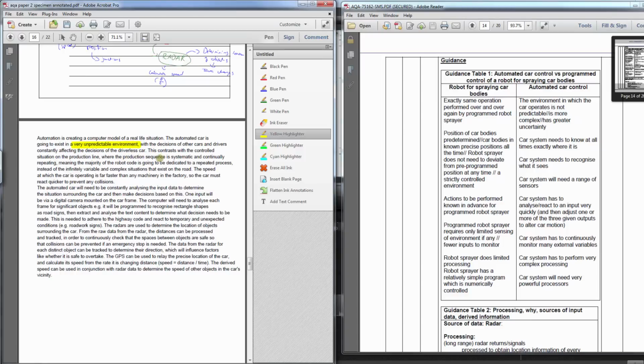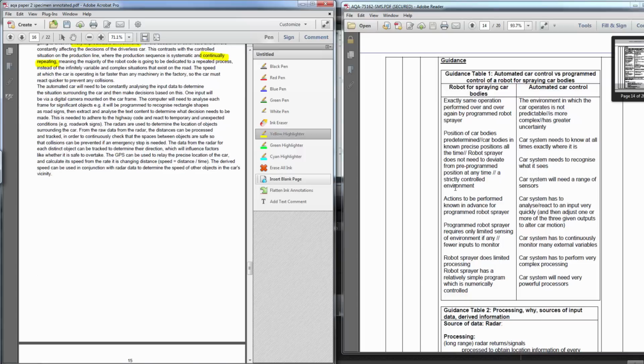Second point I talked about was the production sequence being systematic and continually repeating. So yeah, exactly the same operation performed over and over by robot sprayer. So that's good. So we've got two points there. There we are. So we're in the running for the top marks, which is good. And so we need to look at the next table.